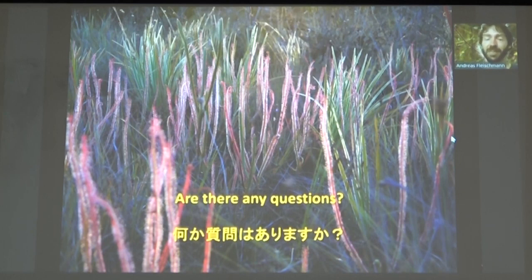Could you stop for the consecutive interpreter? Okay, sorry. I can give a summary of what I just said. Fly larvae can cope very well with low pH values and with acidity. Andreas, can I just translate for including the question as well?